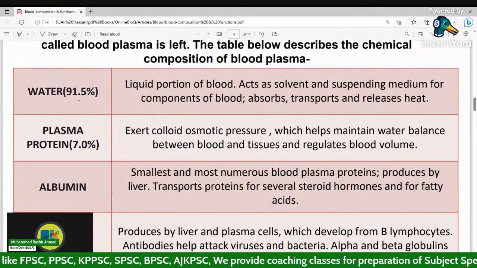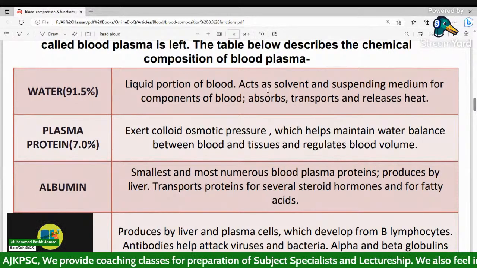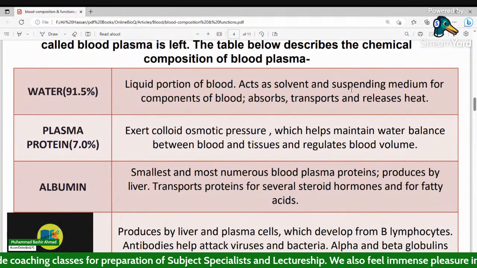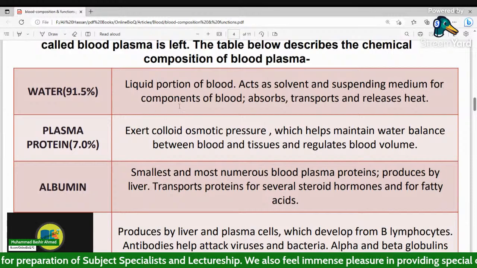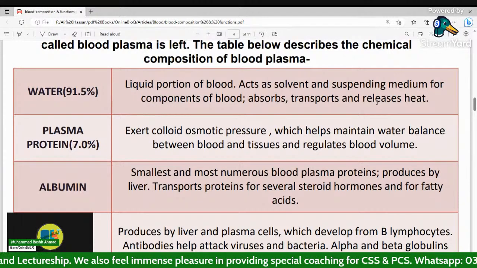Water is 91.5%. It is the liquid portion of blood, acts as a solvent and a suspending medium for components of blood. It absorbs, transports, and releases heat.